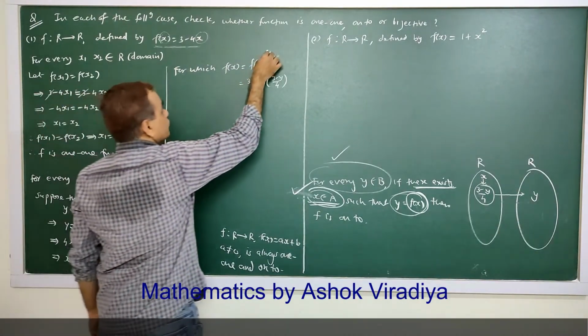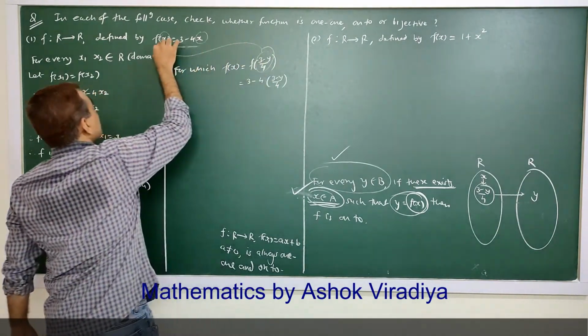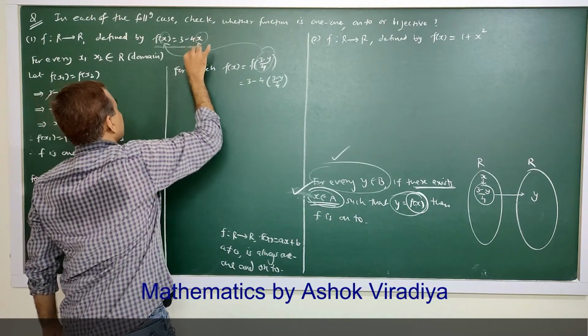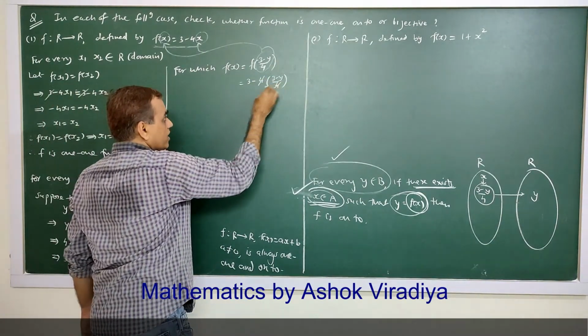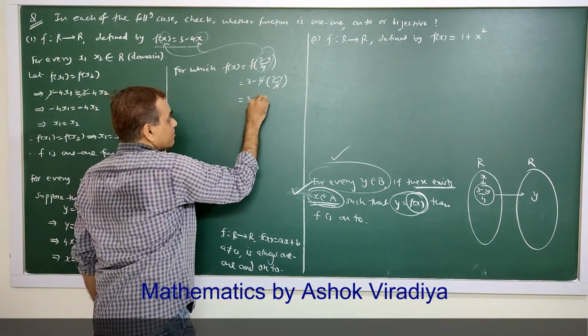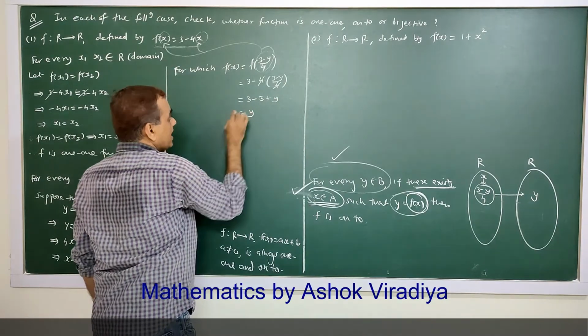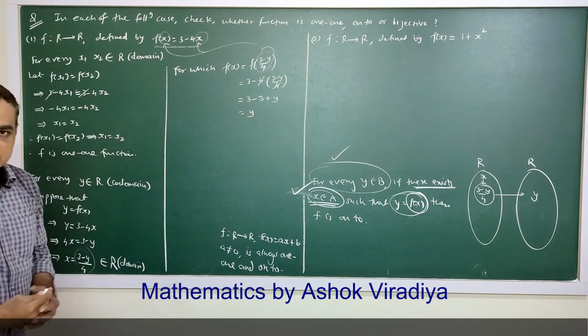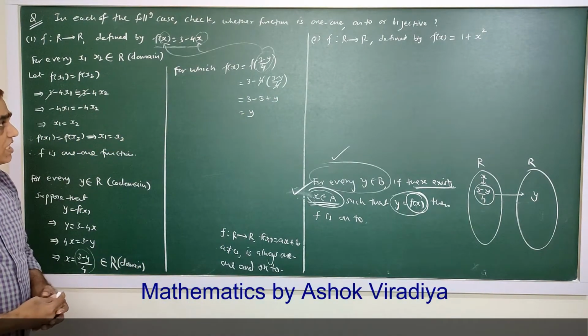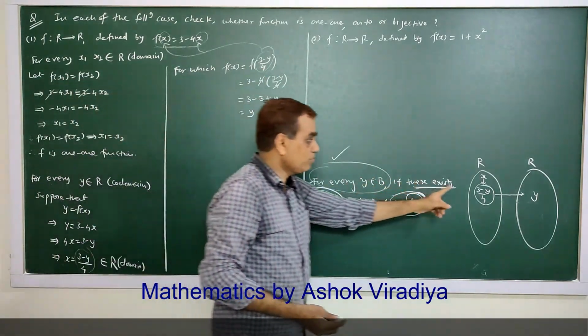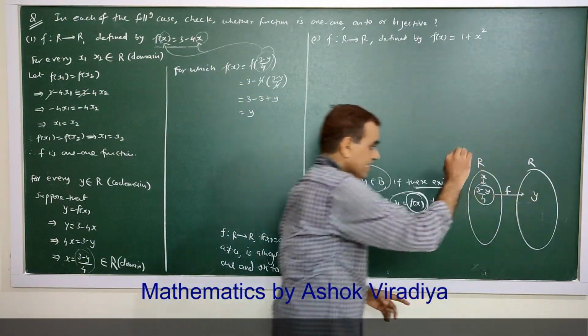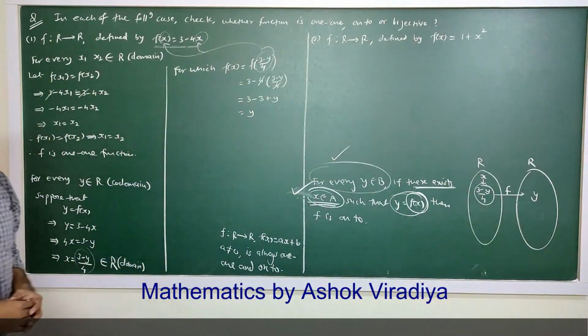This value I am putting in this machine. Same number I am putting here. So this is equal to 3 minus 3 plus y. So y is obtained. So the image of this number is y. Yes, the image of this number under f is y.